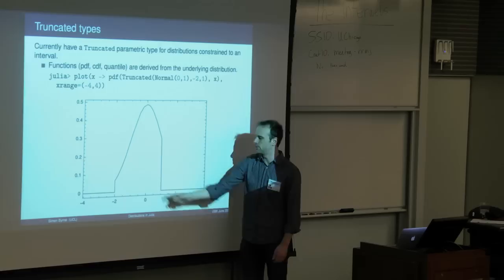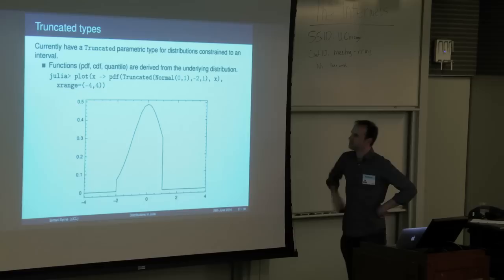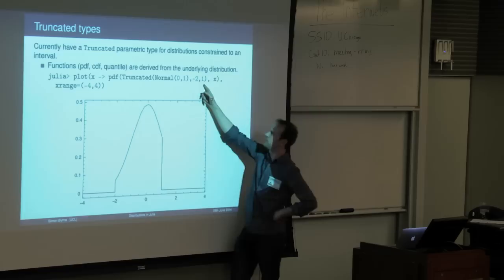People don't call that the conditional distribution? Yeah, this is the conditional distribution, conditional on this interval, yes. But the term we usually use is truncated, for various reasons. And so what we have is this truncated type. So, a truncated normal 0, 1, we truncate it so the lower value is minus 2 and the upper value is 1.